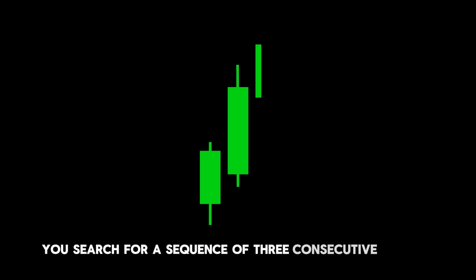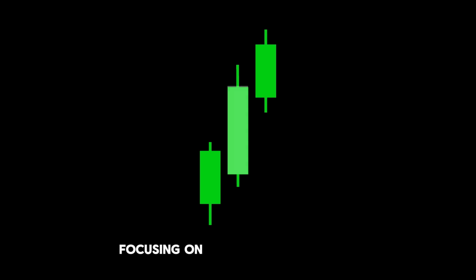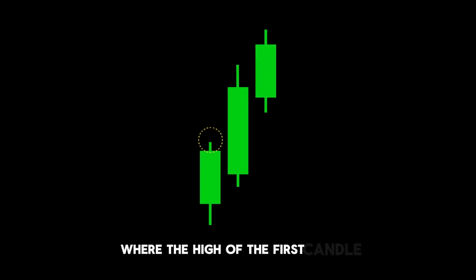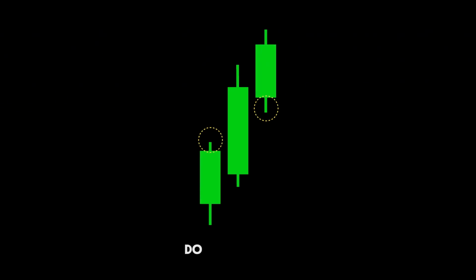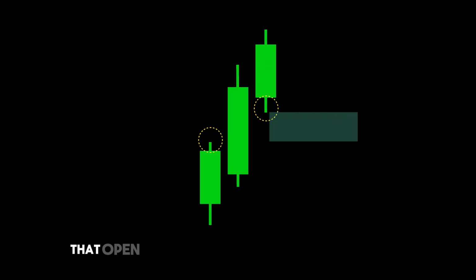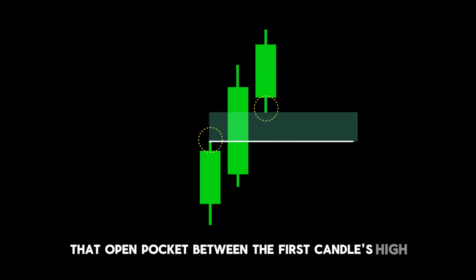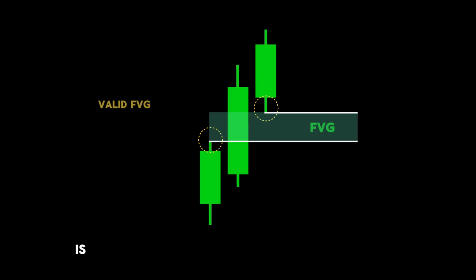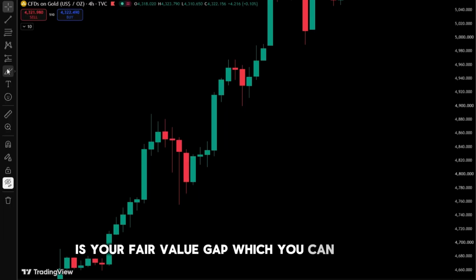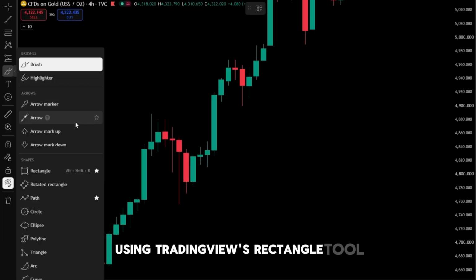To plot a fair value gap, you search for a sequence of 3 consecutive candles, focusing on a large middle candle flanked by 2 smaller ones, where the high of the first candle and the low of the third candle do not overlap. That open pocket between the first candle's high and the third candle's low is your fair value gap, which you can highlight using TradingView's rectangle tool.